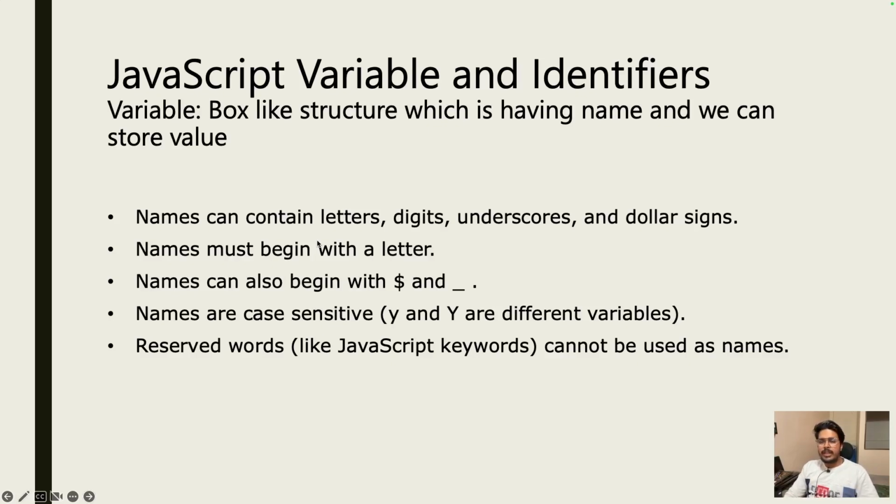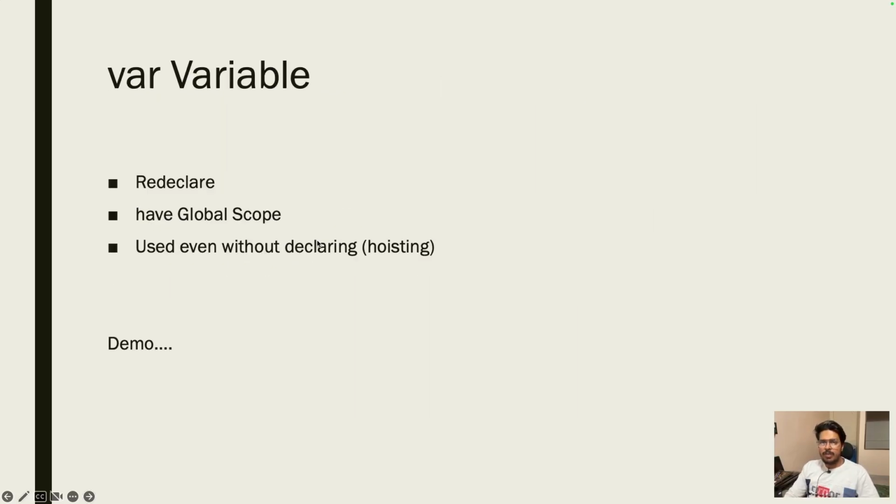We will jump to the next slide, where we will discuss the var variable. We can redeclare var. It has global scope, which means it can be accessed globally: if we declare that variable anywhere inside the program, we can access it. It can also be used even without declaring, which is called hoisting. So let's jump to the demo, where you will get a better understanding of these things.